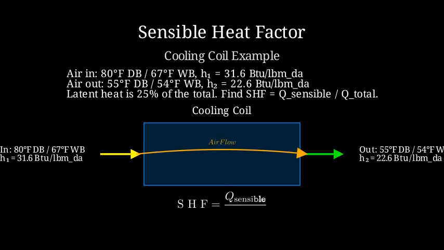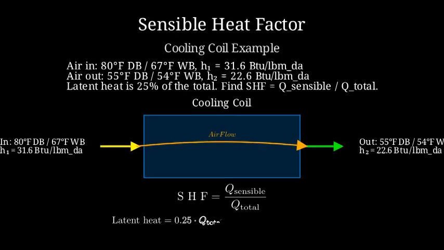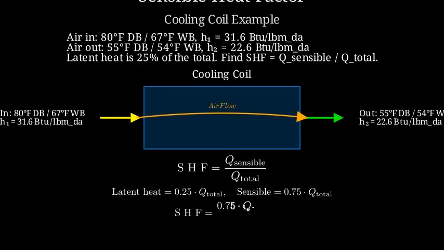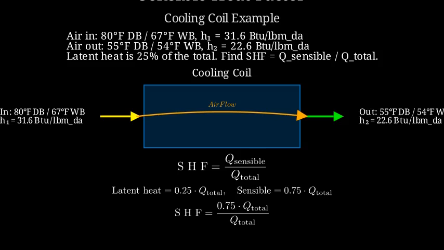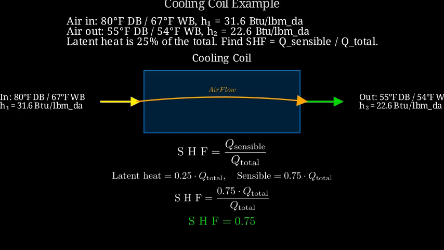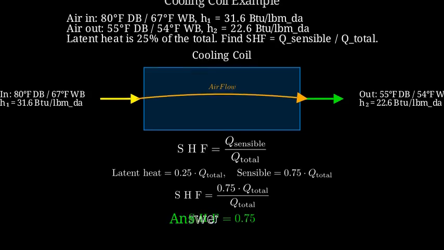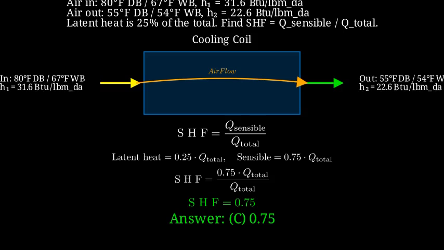The sensible heat factor, or SHF, is defined as the sensible heat divided by the total heat. We can write that as Q sub S, sensible, over Q sub T, total. If 25% of the total heat removal is latent, the sensible portion must be the remaining 75%. Substituting those values into our SHF equation gives us 75% times the total over the total. The total cancels, leaving us with SHF equals 0.75. So the answer to the multiple choice is C, 0.75.